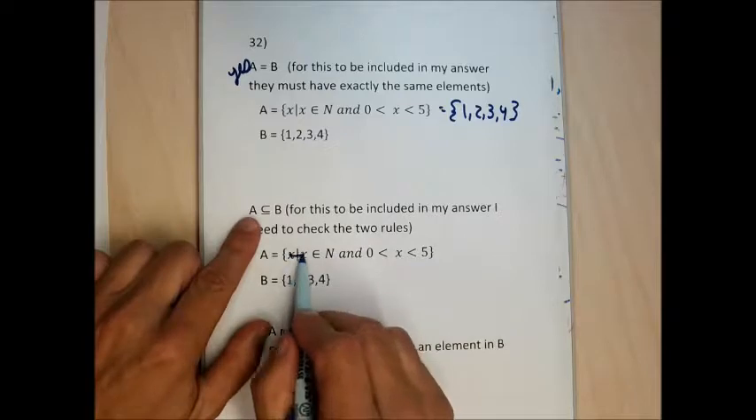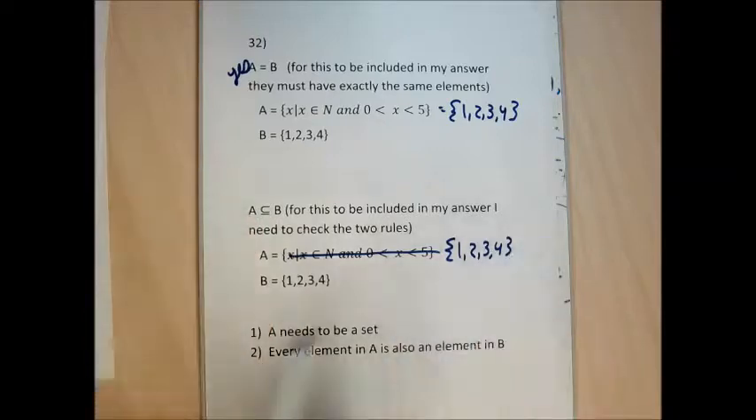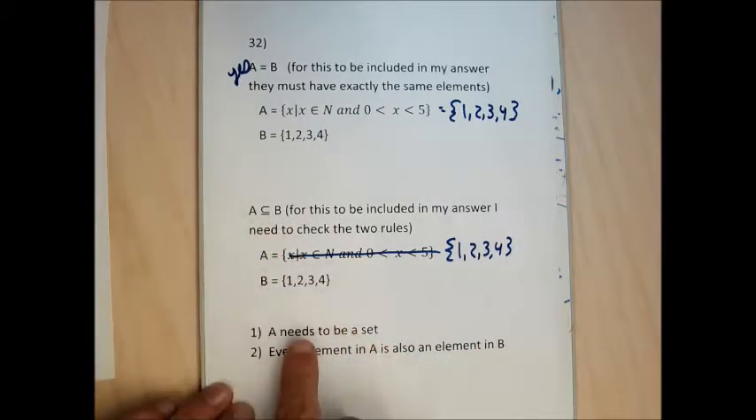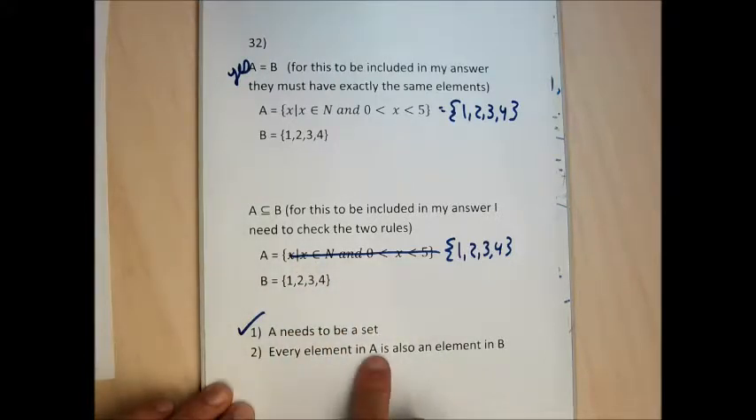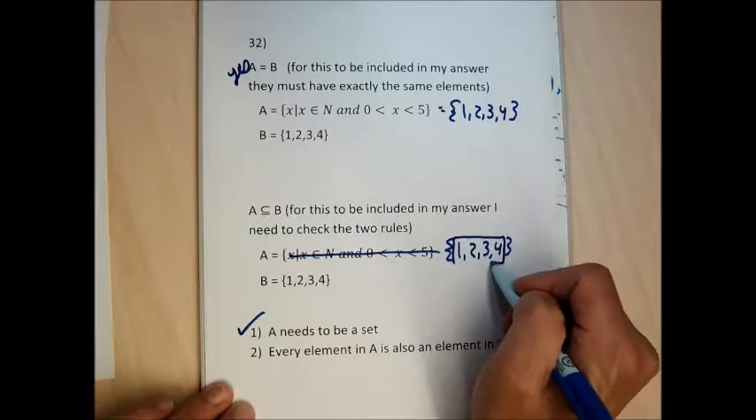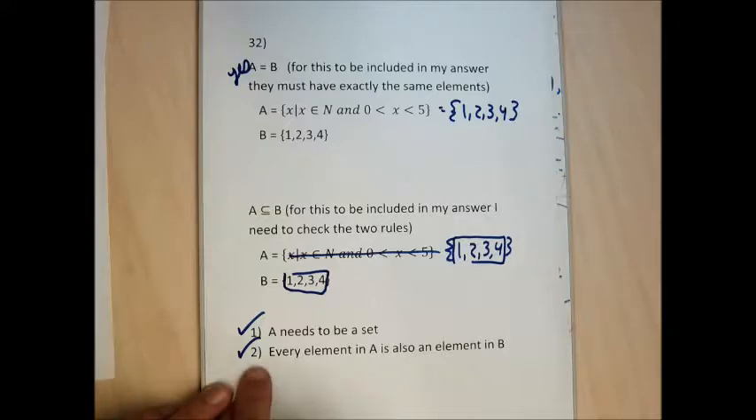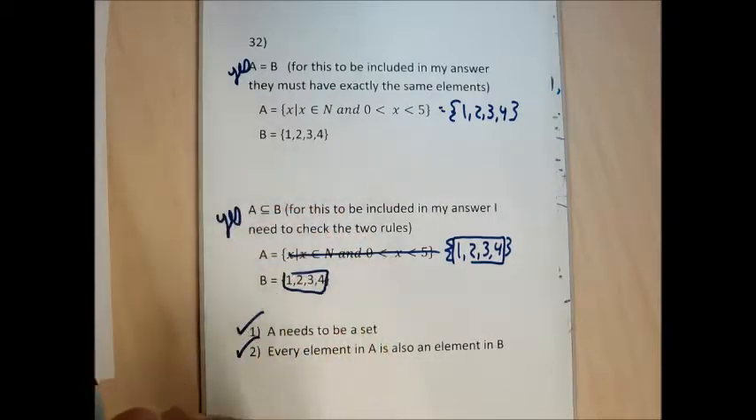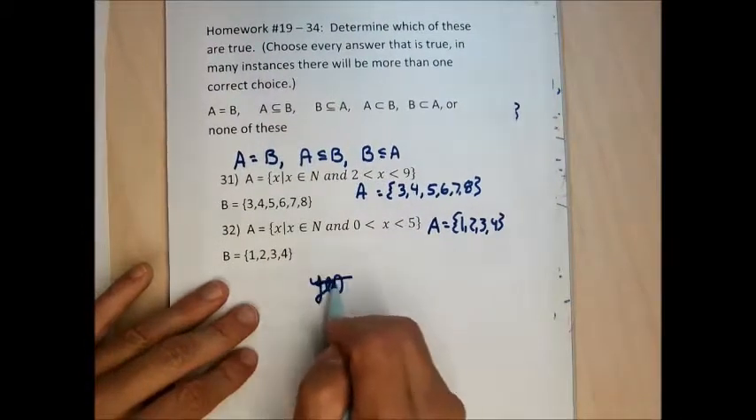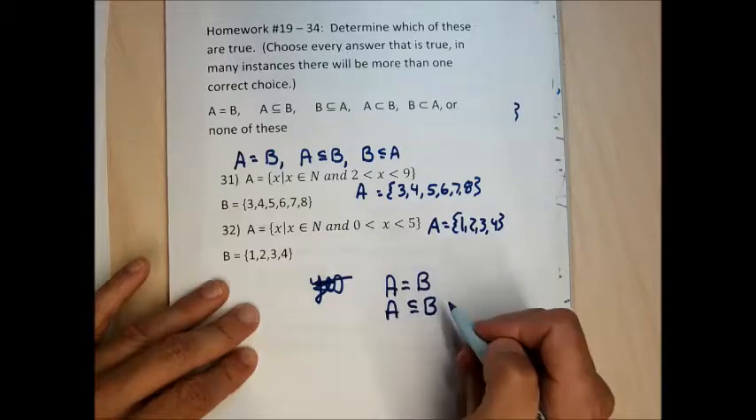For A to be a subset of B, where A is a set containing the numbers 1, 2, 3, and 4, and B is a set containing 1, 2, 3, and 4, I have two checks. A needs to be a set, was in set builder notation, so it's a set. And then every element in A needs to be in B. There are 4 elements in A. Those 4 elements are also in B. I satisfy that rule. I don't have the third rule that they can't be equal, so I've satisfied the 2 rules, and that's another big old yes. So part of my answer so far is going to be A equal to B, and A is a subset of B.